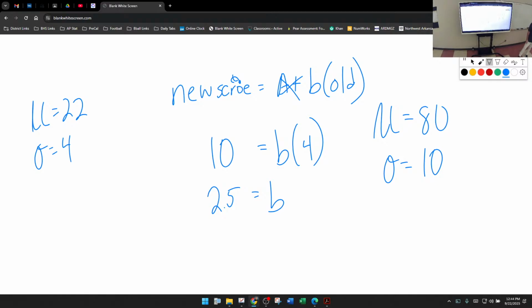Okay? Yep. If I just wrote 10 divided by 4 equals B and then put B equals 2.5, you're good. You'll see the rubric in a second.